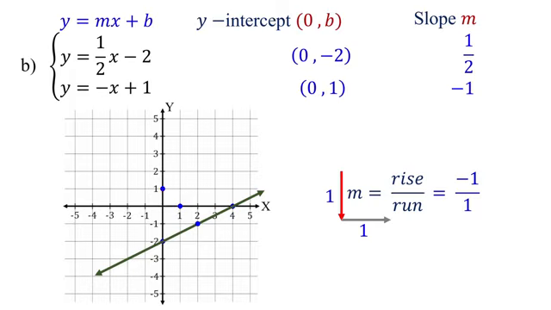Now, connect these points with a straight line. This is the line of the second equation. The intersection point of the two lines is (2, -1), which is the solution to the system of equations.